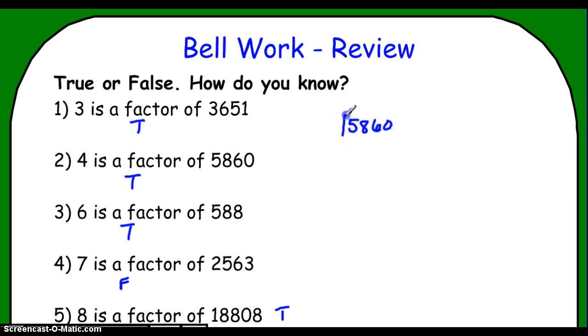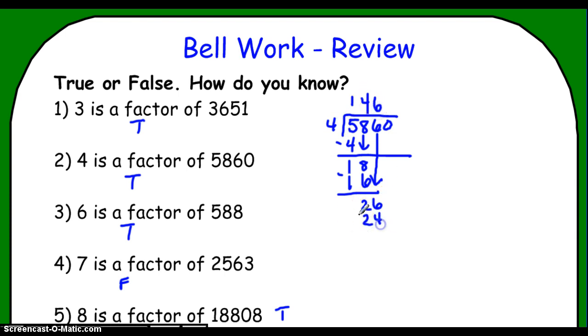5,860 and I did it the long division way, I said, okay, if I divide this, 4 goes into 5 once, so practicing our long division. Then I would subtract, so 5 minus 4 is 1. Then I'd bring down the 8, so 4 goes into 18 4 times. 4 times 4 is 16. I would subtract, so that's 2. So I have to bring down the 6. So 26, 4 goes into 26 6 times, so that's 24.